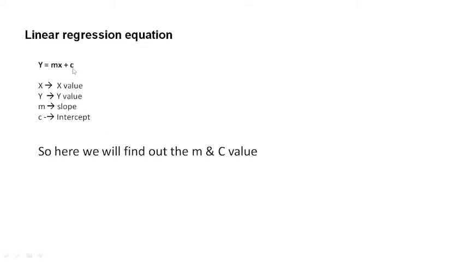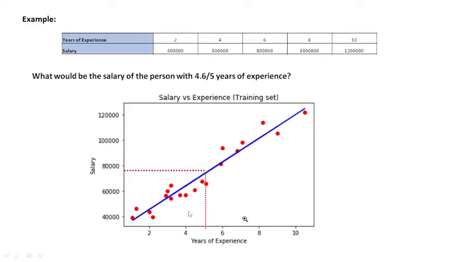As we know, in primary school we learned the linear regression equation: y is equal to mx plus c, where x represents the x value, y is the y value, m is the slope and c is the intercept. Slope in the sense that this best fit line is known as the slope, and the difference between these lines is called the intercept.